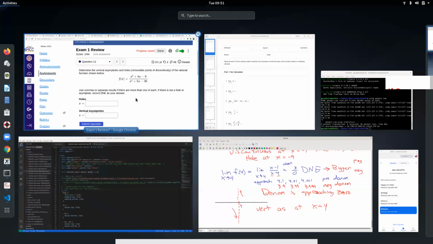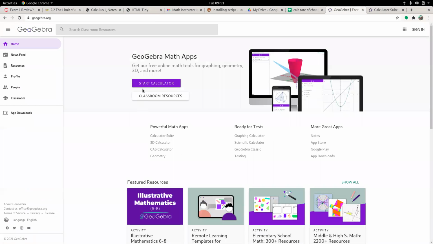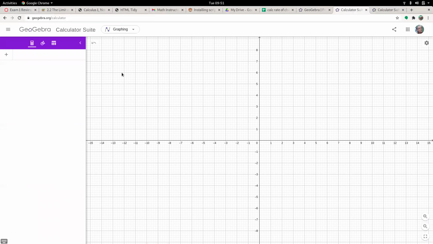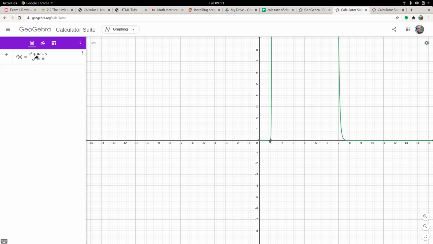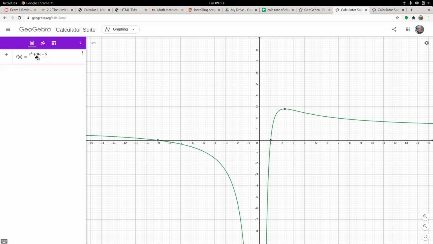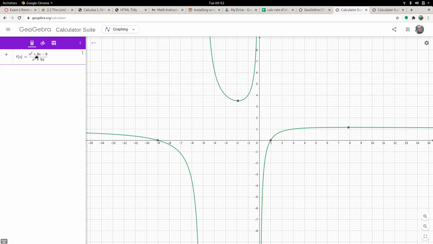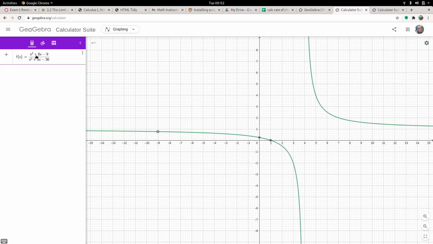So I'm going to go whip out GeoGebra. Let's get a fresh screen there. And Desmos works sufficiently here too. f of x equals a fraction, and go with the original definition, x squared plus 8x minus 9 divided by x squared plus 5x minus 36. I messed that up. Plus 5x minus 36.